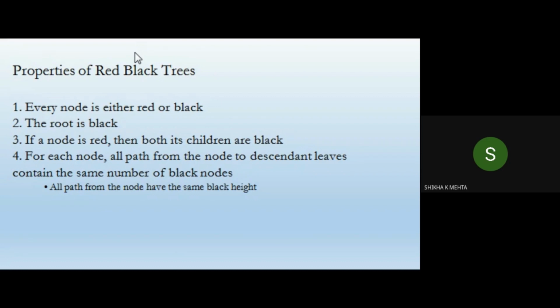So if a node is red, then both its children are black. Most of the time this is the property that is violated, and we have to work in the direction so that this property is not violated, and we have to take all the measures in order to work on that, so the tree becomes a red black tree. So if a node is red, then both the children are black. That also means if a node is black, it can have any children. It can have black children also. It can have red children also.